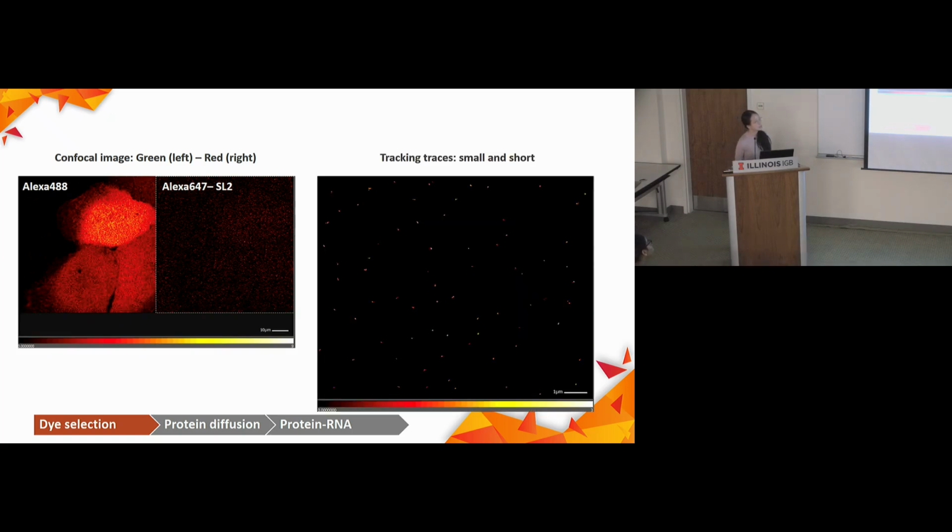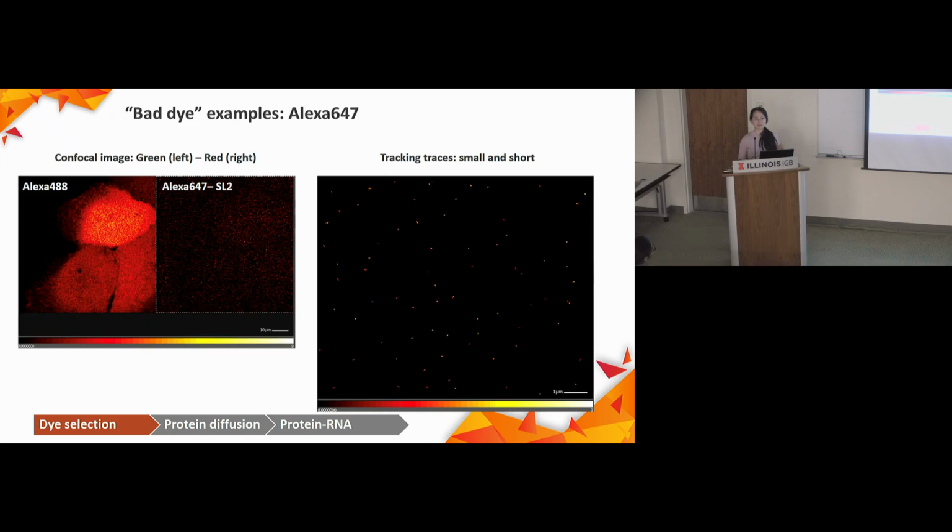And a third example is Alexa 647. So on the left, you can see the shape of the cell. They stick to each other, but you can clearly see the boundary. But on the right-hand side, it's very dim. And for the tracking, you're not getting a long trace. That's because Alexa 647 is not very photostable, so it's also not the ideal dye for tracking. It's another bad example. Okay, so what can be the good example?